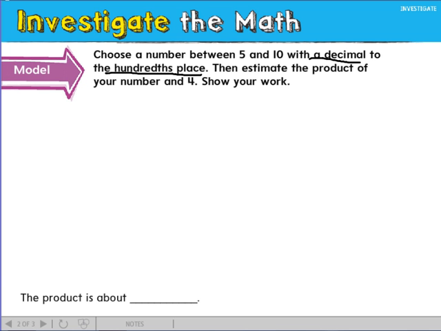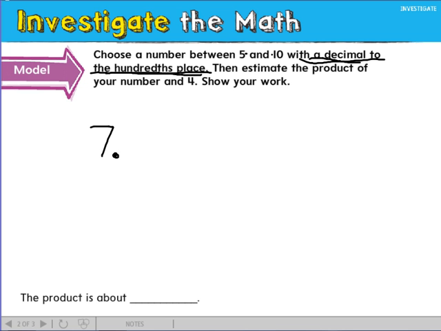Okay. So we need a whole number that's between 5 and 10. Let's start with the whole number that's between 5 and 10. I heard 7 said a lot. That is between 5 and 10. However, I have a problem because it says that I need a decimal to the hundredths place in this number.